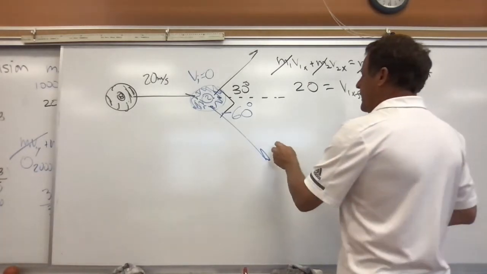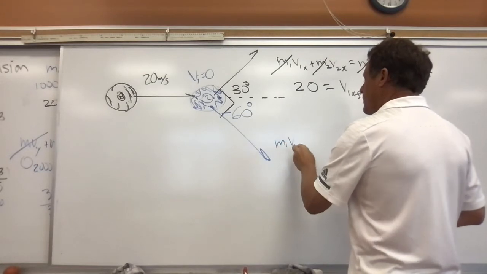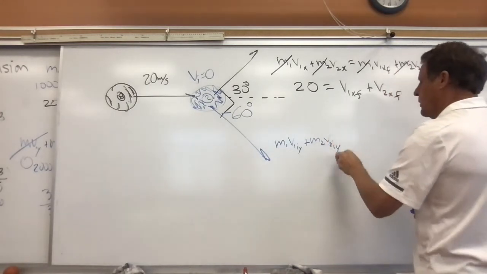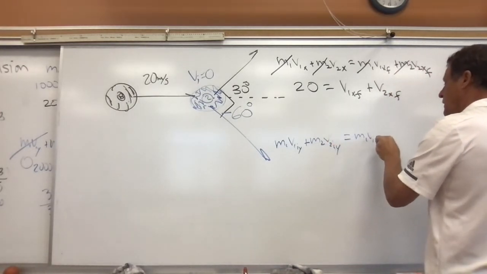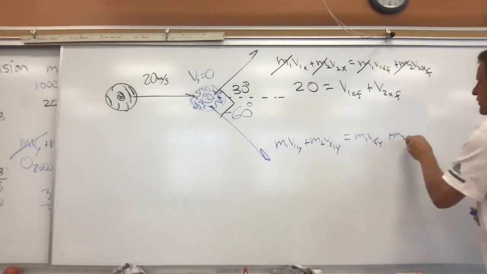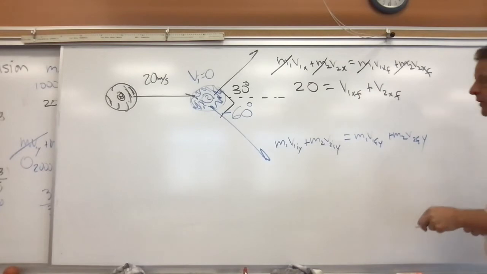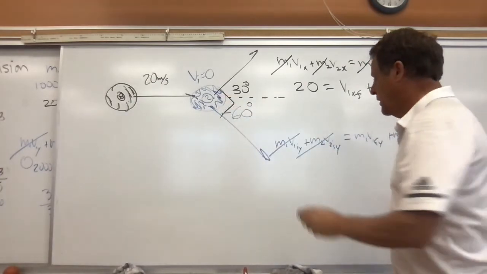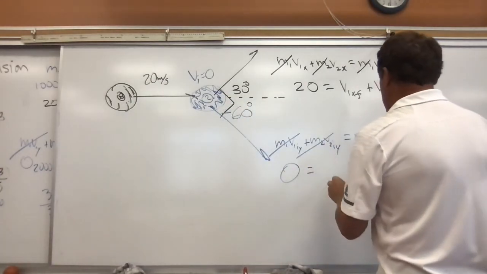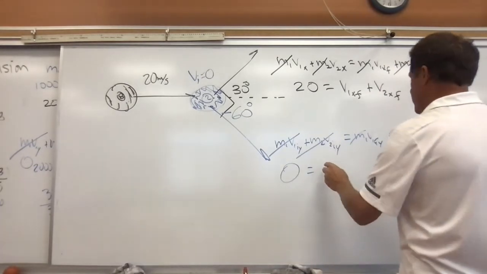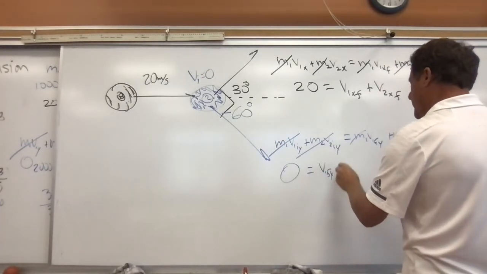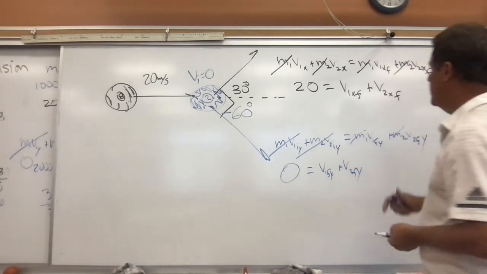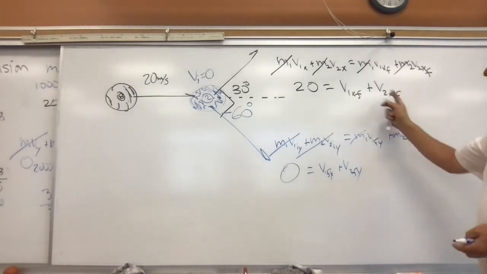So we're going to say m1 v1 initial y plus m2 v2 initial y is equal to m1 v1 final in the y plus m2 v2 final in the y. So we know that neither one of these are moving in the y direction to begin with. So we're going to have 0. And the m's will have canceled out. So we're going to get v1 final y plus v2 final y.